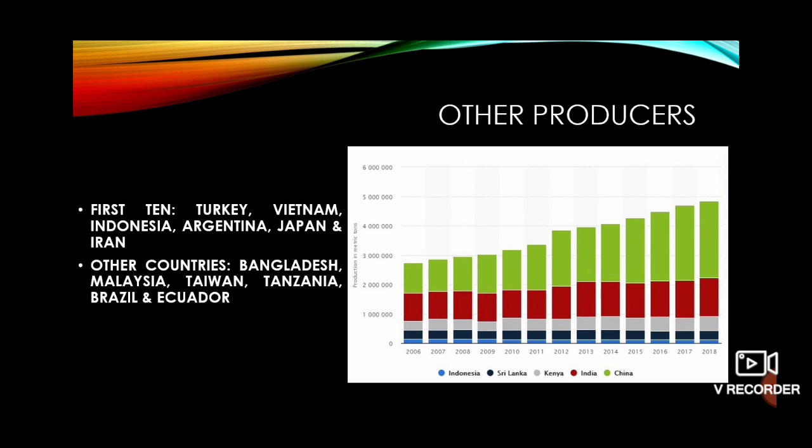Turkey is the fifth largest producer of tea in the world. Vietnam, Indonesia, Argentina, Japan, and Iran followed Turkey, thereby placing their positions in the top 10 producing nations respectively. Besides the above said nations, the other major producing countries are Bangladesh, Malaysia, Taiwan, Tanzania, Brazil, and Ecuador.